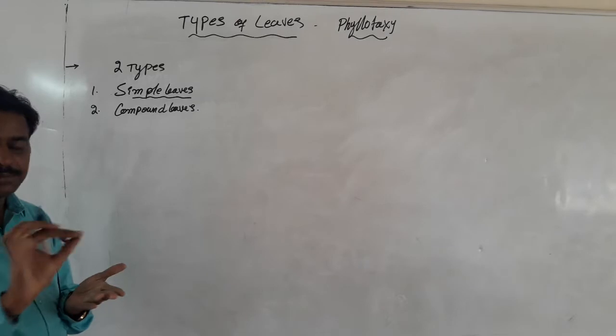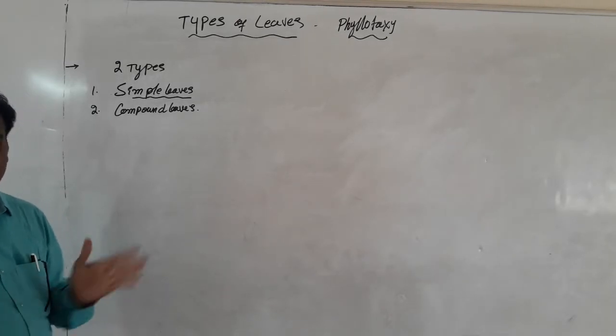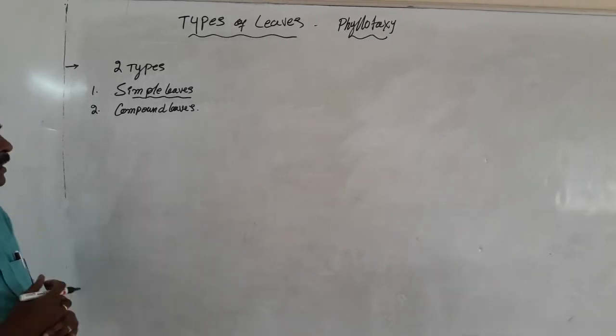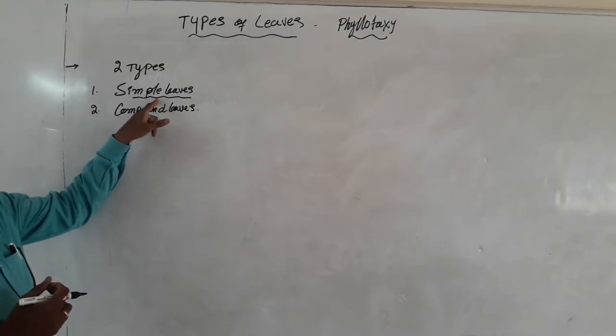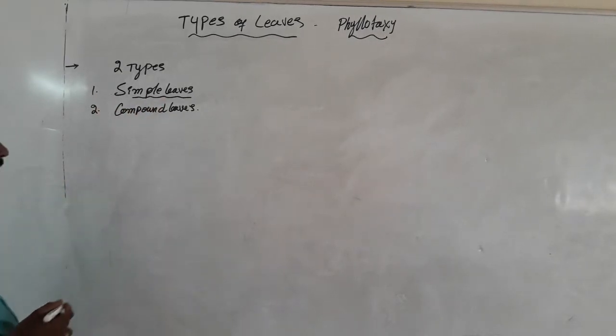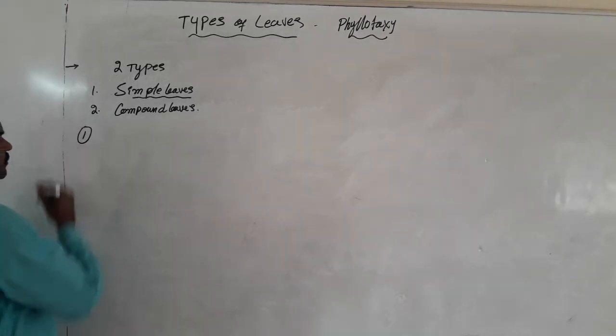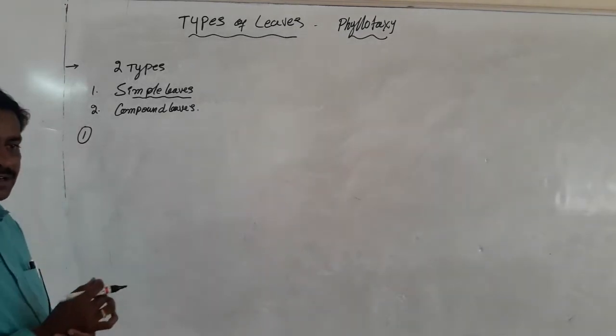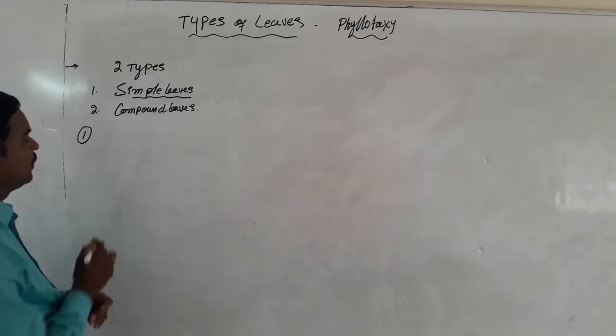In our first Botany, types and examples, definitions were in the last one. So there are two types of leaves: simple leaves and compound leaves. Okay. Now coming to the first one, simple leaves and relevant examples.